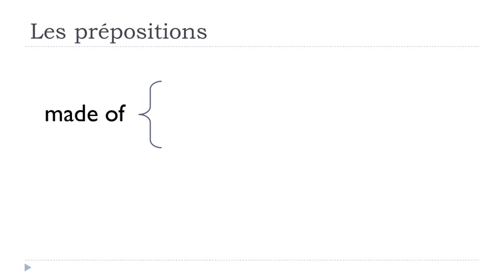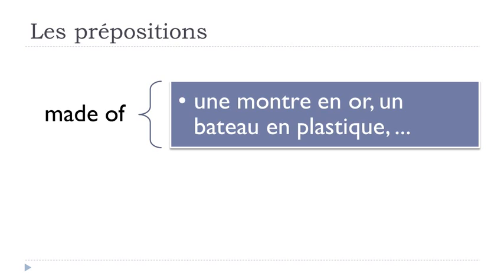Another use is when you want to introduce the material something is made of. So for instance, une montre, montre is a watch, une montre en or, so gold, or. If you want to say that this watch is made of gold, then une montre en or. Un bateau en plastique. Bateau is a boat, and plastique is plastic, so un bateau en plastique.